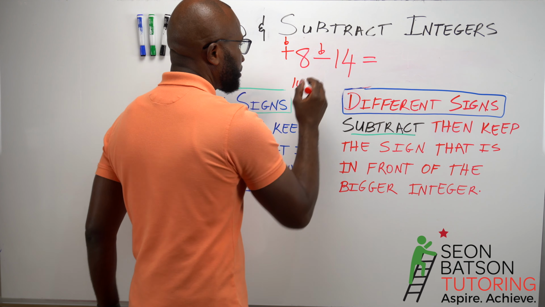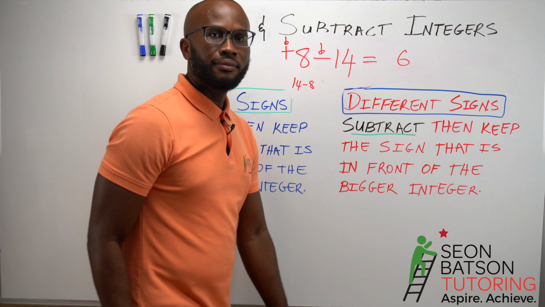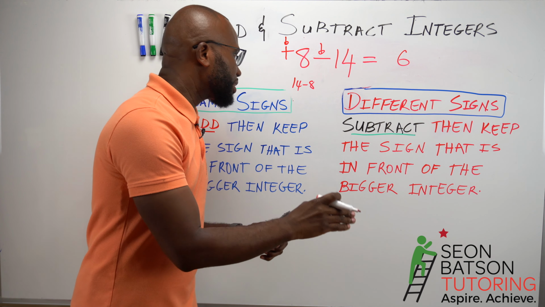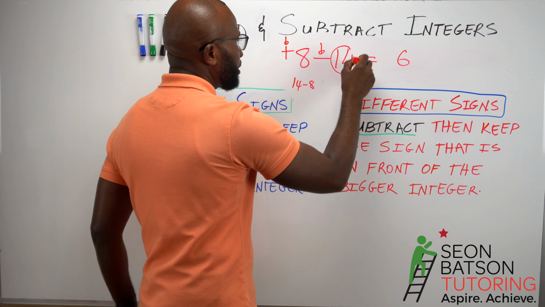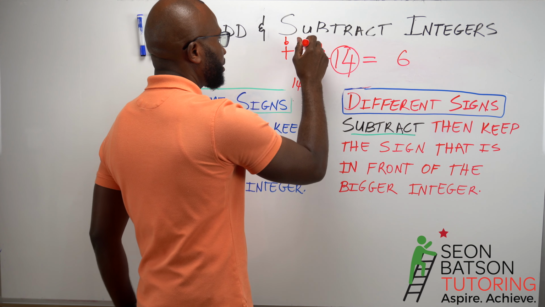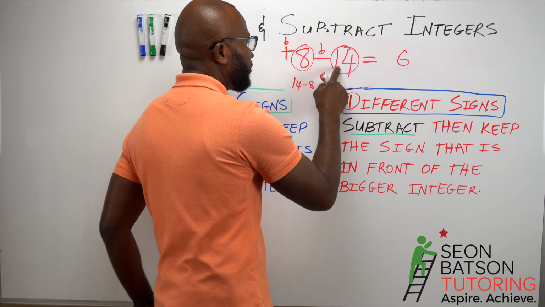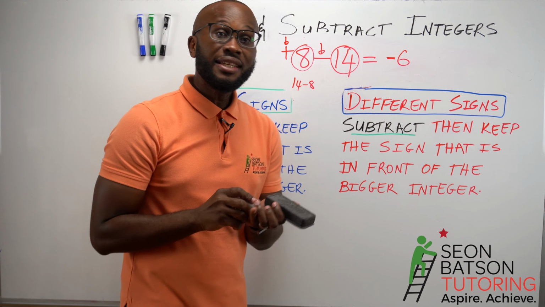14 minus 8 gives us 6. Very good. We're not done. After subtracting, we must do what? Keep the sign that's in front of the bigger integer. In this example, the 14 is the bigger integer because 14 is bigger than 8. So, what sign is in front of the 14? The negative sign. So our answer is negative 6.